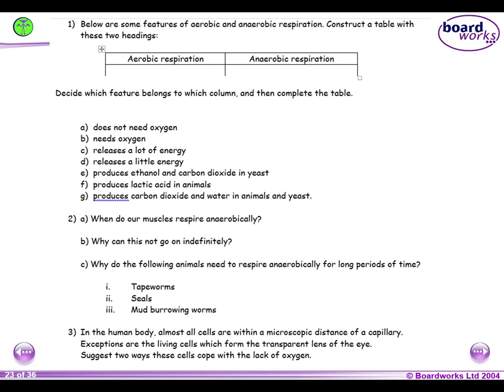It says in the human body, almost all cells are within a microscopic distance of a capillary. Exceptions are the living cells which form the transparent lens of the eye. Suggest 2 ways these cells cope with the lack of oxygen. So what things might they do to cope with the lack of oxygen? And some of this relates back to some of the work we did earlier on in the year.